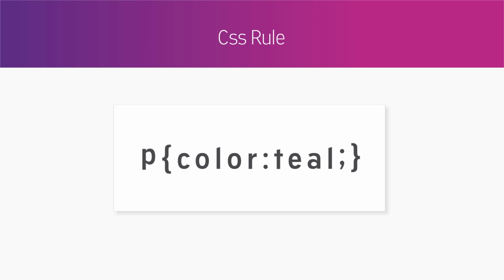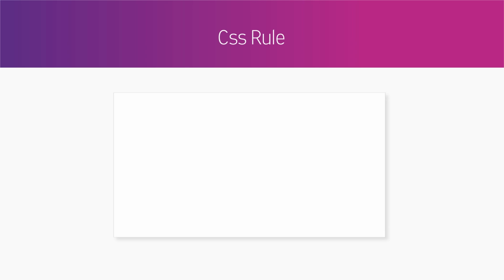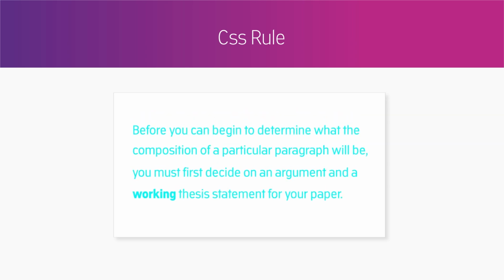In the example shown, the selector is a paragraph element represented by the letter P. This means that the rule will apply to paragraphs. This declaration states that the text color inside a paragraph will be teal. Also note the spelling of color. The property being styled is the text color, and the value being applied to the property is teal.